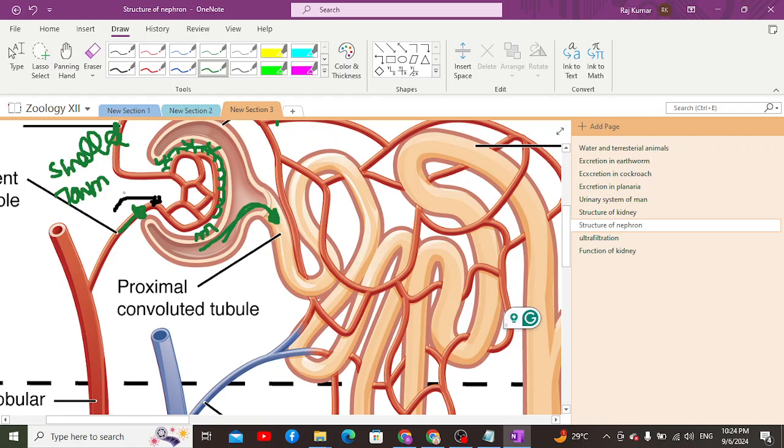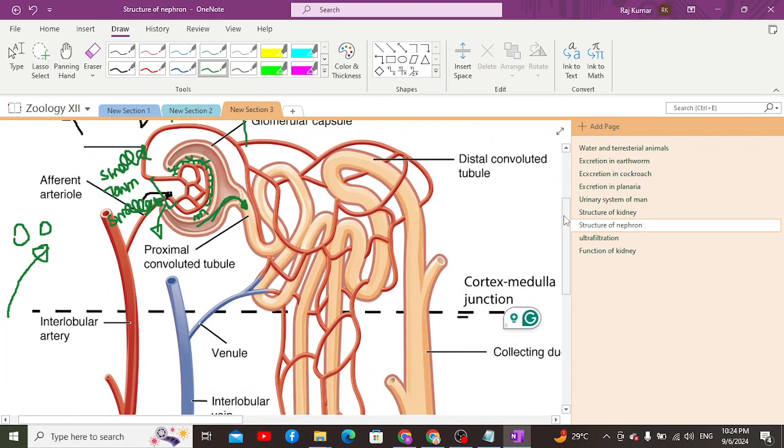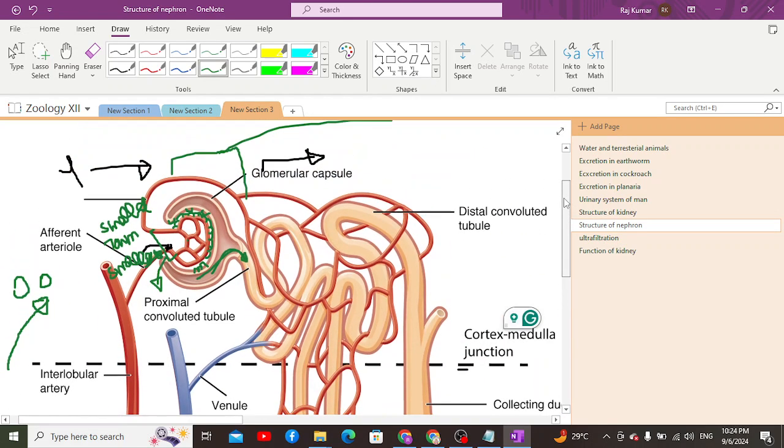Afferent arterioles have a smaller diameter, and efferent arterioles have a larger diameter, due to which a pressure gradient is created. This generates hydrostatic pressure, and that hydrostatic pressure in the capillaries is directly proportional to the glomerular filtration rate, which causes the process of filtration to occur, right?